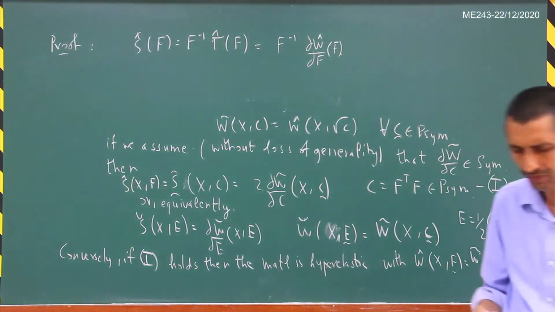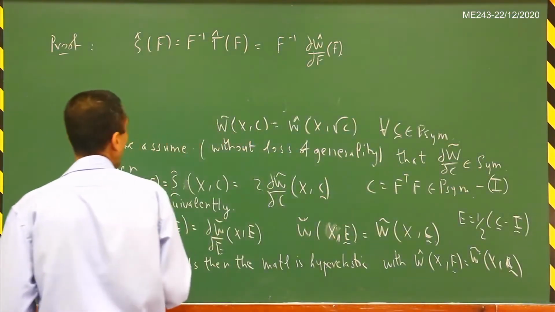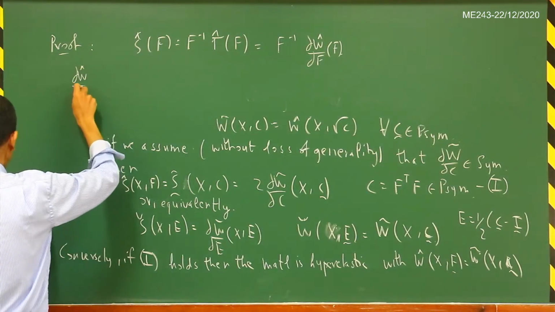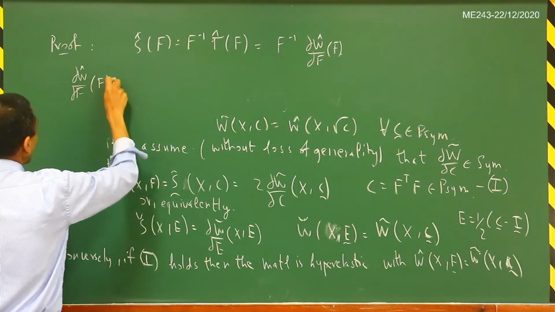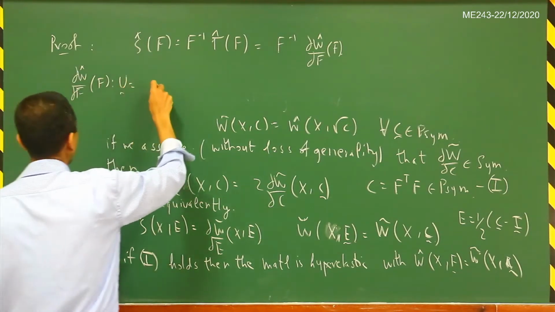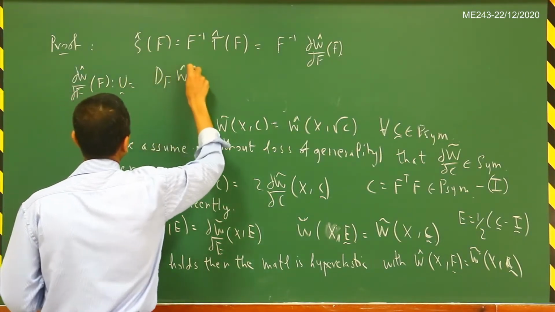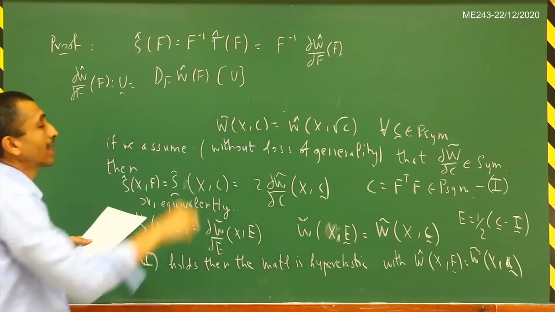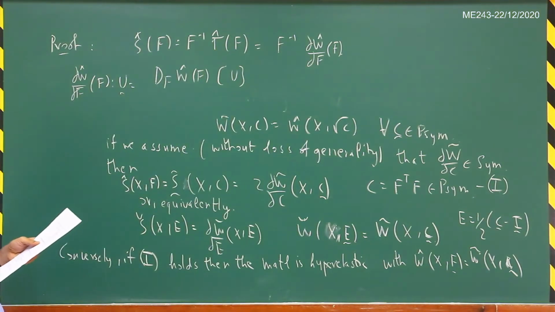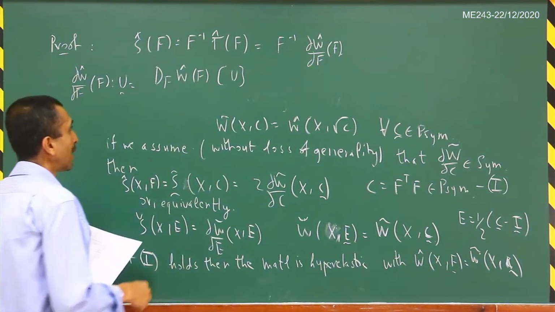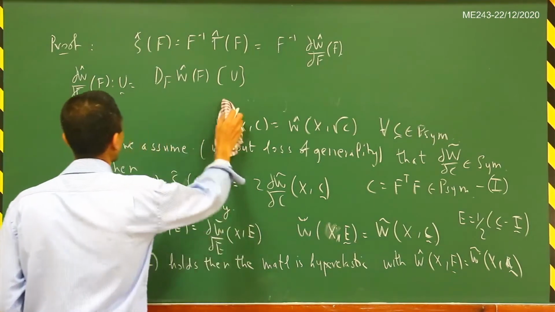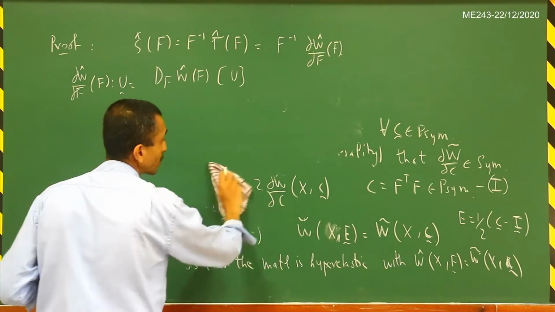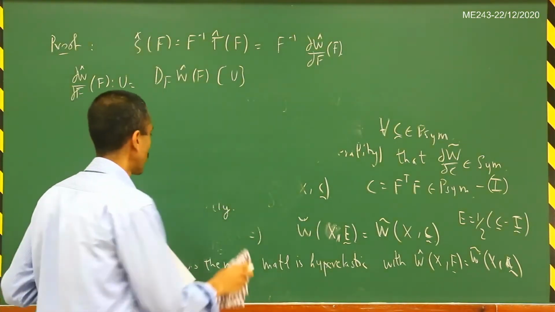So let us now find this directional derivative here. del W by del F matrix inner product U is equal to D_F W hat of F in the direction of U. So this is nothing but the definition of the gradient in terms of the directional derivative. And now we will try to find this directional derivative in terms of the directional derivative with respect to C, which is F transpose F. So let us try to do that.